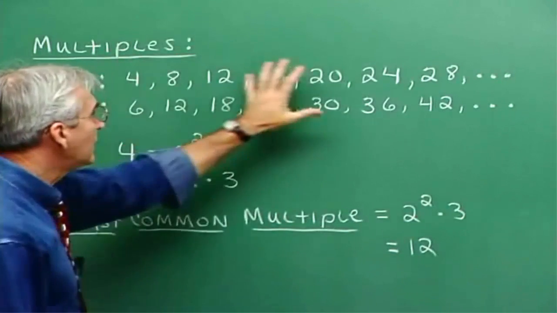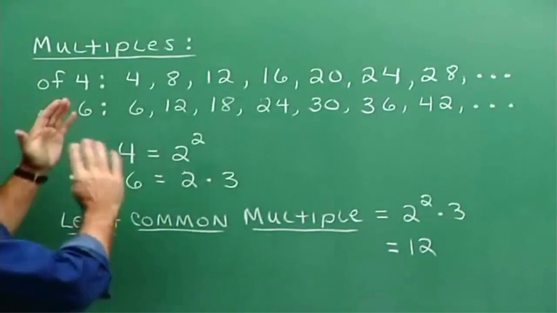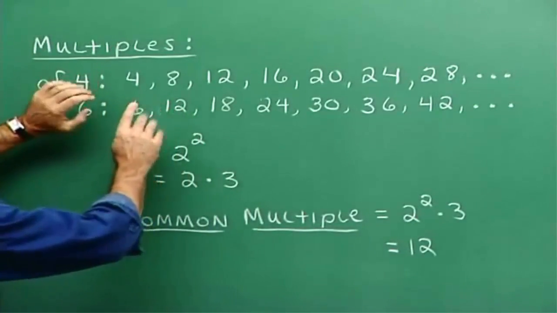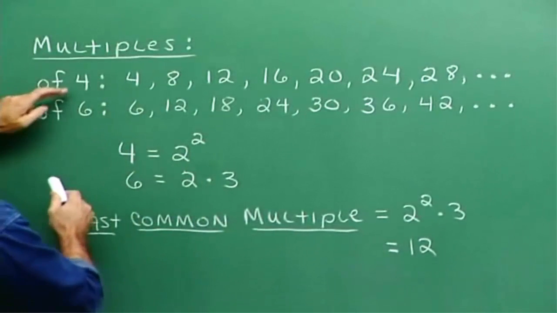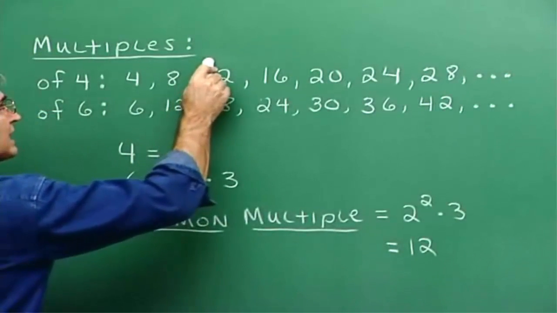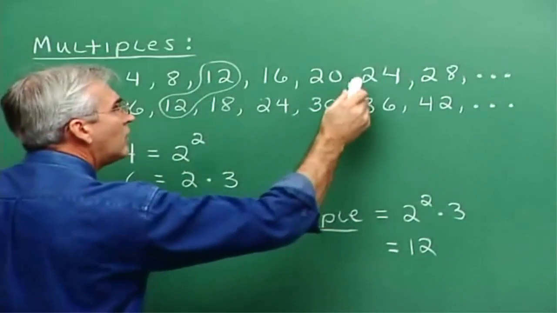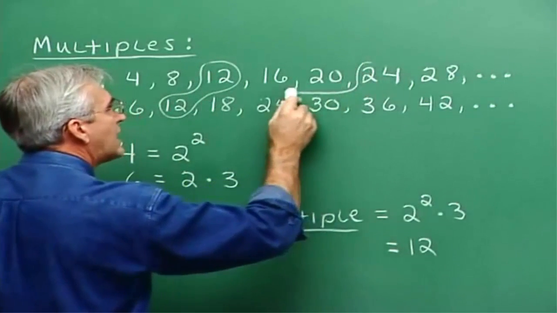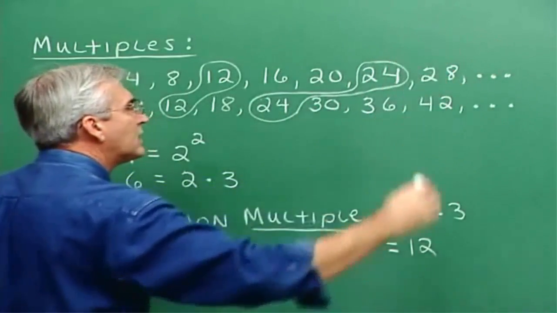Now, in the lists of multiples for a couple of numbers, you occasionally see that the multiples are the same in the two lists. That is, for 4 and 6, 12 is a common multiple. And as we go along, we see another one here. We see 24 is a common multiple. And there would be others as we would proceed on with the list of multiples.